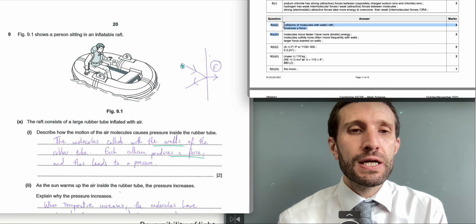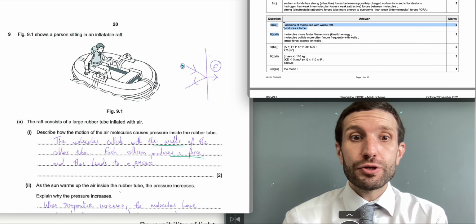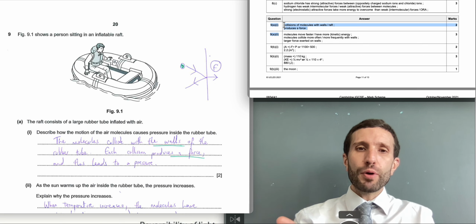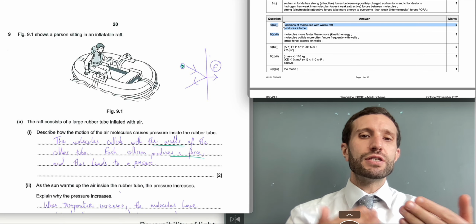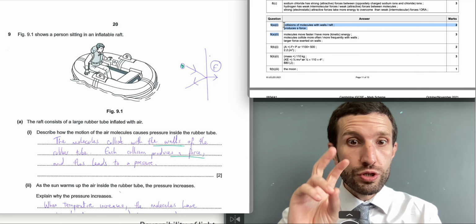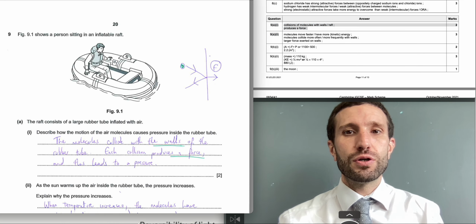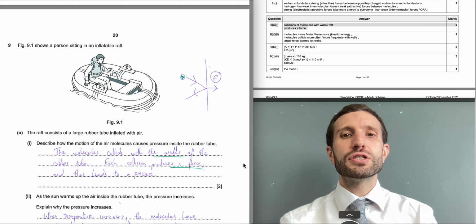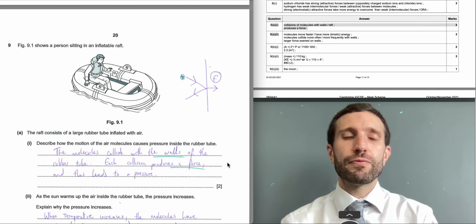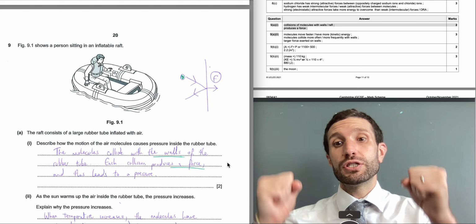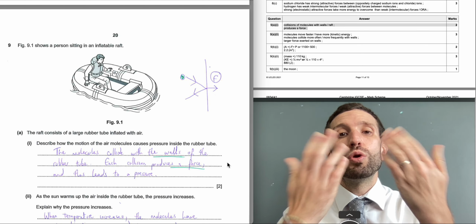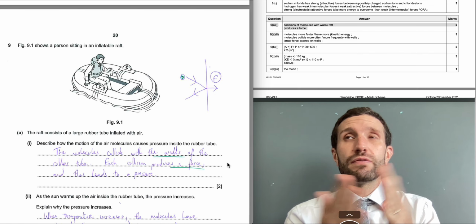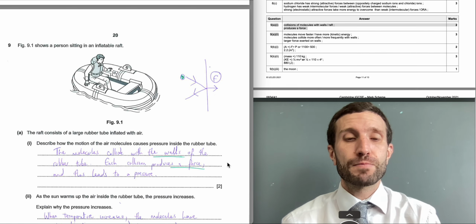Have a look at my answer. The molecules collide with the walls of the rubber tube, and each collision produces a force. Okay, so we're not looking for bullet point answers here, but we're looking for something which conveys what you should know at this stage. So that's our settler. We're having collisions with the walls. Now, key point there, just before we move on, is that we're not looking at collisions between the particles themselves. We're looking at collisions with the walls, because the collisions with the particles themselves don't contribute to the pressure.